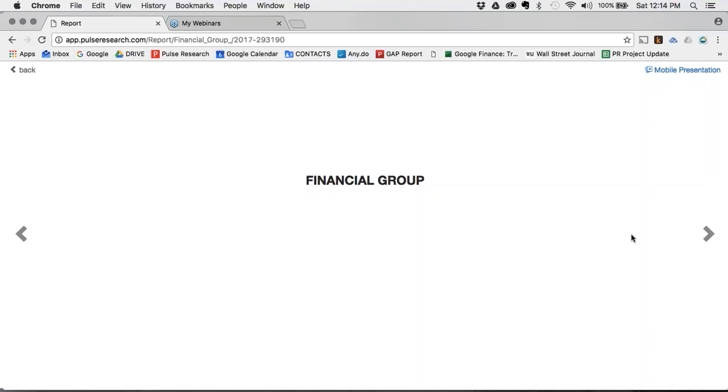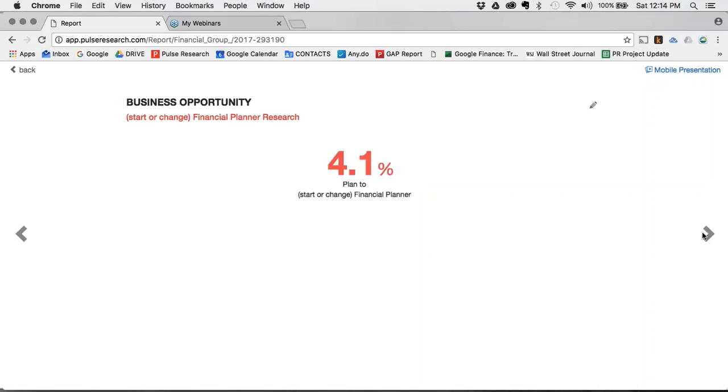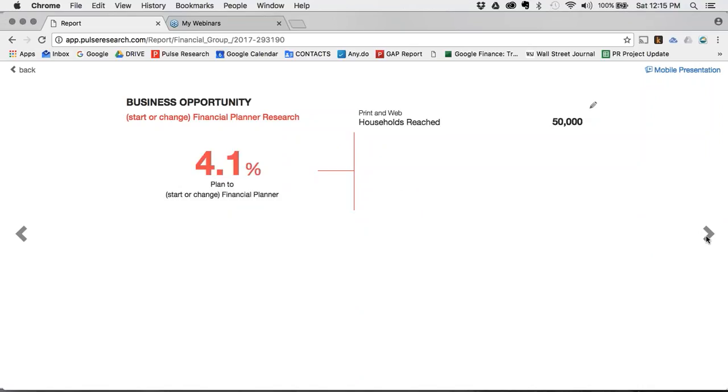So now just click on your phone or your tablet, and it'll take you to the talking points. Now, the beauty of the mobile is it walks you right through the presentation. Look at this, Mr. Financial Planner. 4.1% of the audience we reach plan to start or change financial planners in the next 12 months. What does that mean? Well, we reach 50,000 households. 4.1%. Wow, that's over 2,000 households that we reach who plan to get a new or change financial planners.